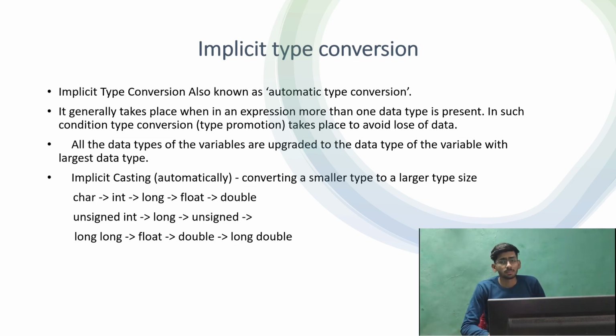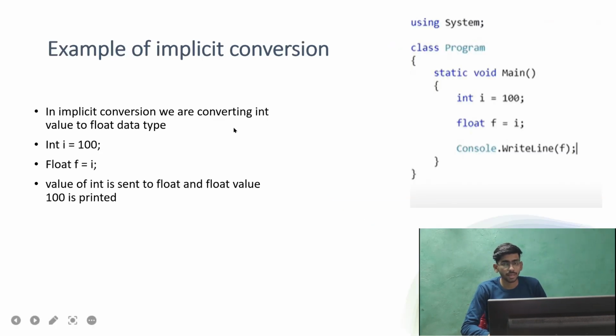So let us see an example of implicit type conversion. First, we have initialized an int variable I and given it a value 100. Then we have made a float and we want to initialize this float variable with the value of the int variable. We have given float equals int, then print the value of the float variable. After executing, int is initialized to value 100 and the value of int is sent to the float, and the float value 100 is printed without an explicit conversion. So basically here the conversion is happening from an int value to a float value.